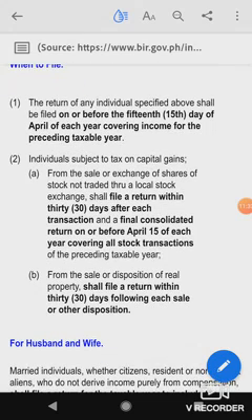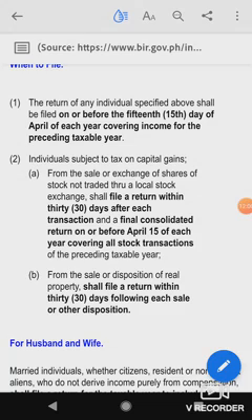Number 2, individuals subject to tax on capital gains. Letter A, from the sale or exchange of shares of stocks not traded through the local stock exchange shall file a return within 30 days after each transaction and a final consolidated return on or before the 15th of April of each year covering all stock transactions of the preceding taxable year.